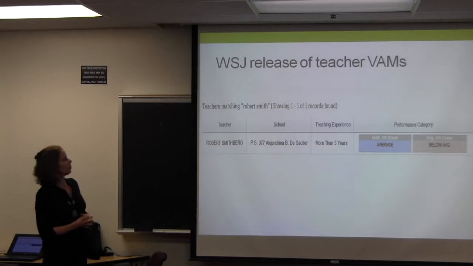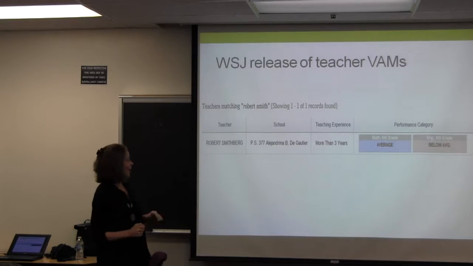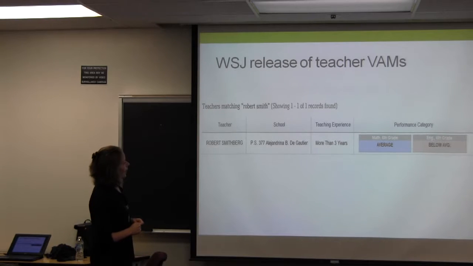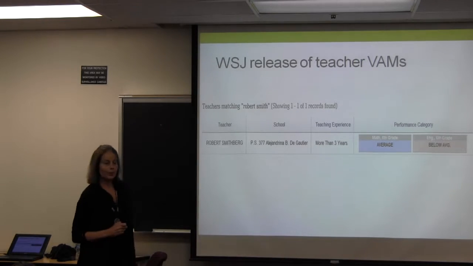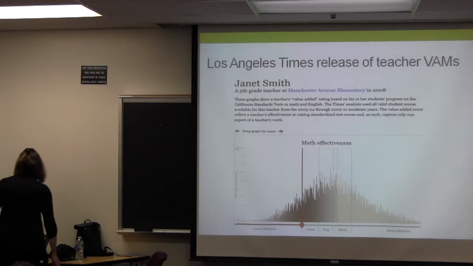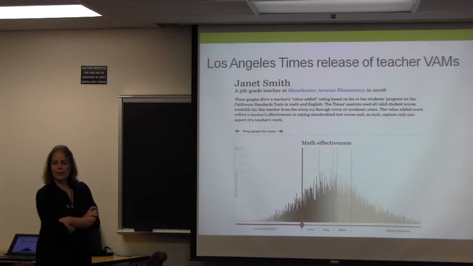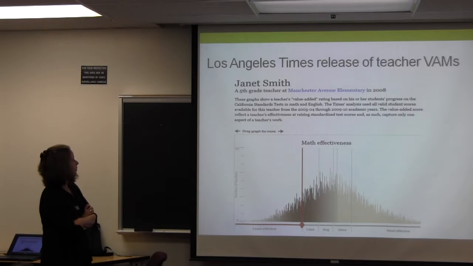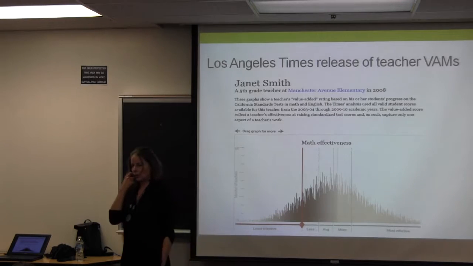This is an example of the Wall Street Journal release that I just took a picture of. I just looked this up. I put in Robert Smith. I got Robert Smithberg, and he is rated as average in sixth grade math and below average in sixth grade English. And then closer to home for all of you here, here's what the LA Times web page looks like. So I put in Jane Smith and I got Janet Smith. And poor Janet is on the cusp between least effective and less effective here.